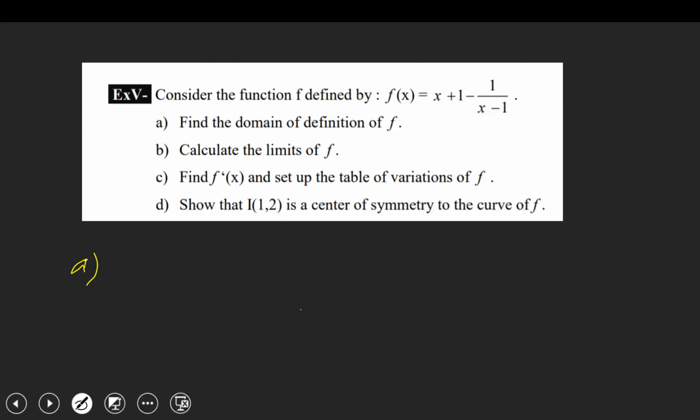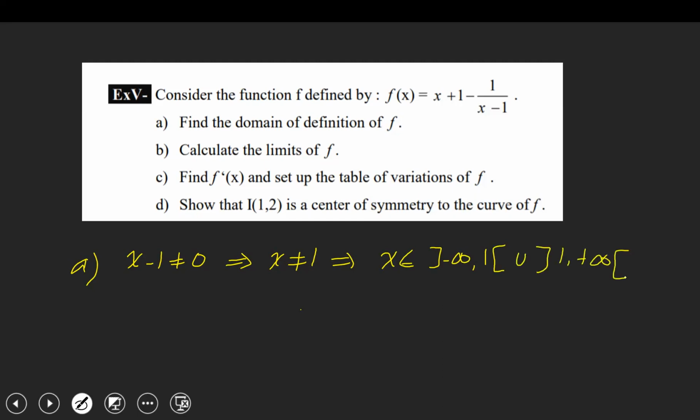We know that this function is a rational function. It is defined when the denominator is different from 0. So we say x minus 1 different from 0. This means x is different from 1. This makes x belong to minus infinity, 1, union 1 to plus infinity.